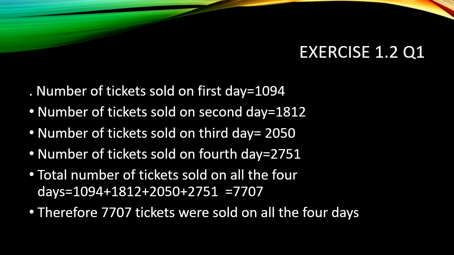Number of tickets sold on first day is equal to 1094. Number of tickets sold on second day is 1812. Number of tickets sold on third day is 2050. Number of tickets sold on fourth day is equal to 2751. Total number of tickets sold on all the 4 days is equal to 1094 plus 1812 plus 2050 plus 2751, that is equal to 7707. Therefore, 7707 tickets were sold on all the 4 days.